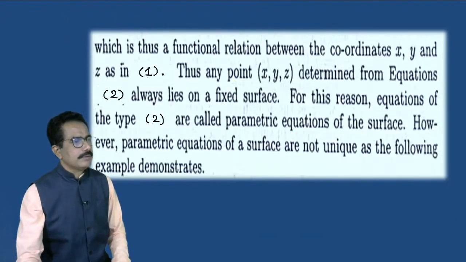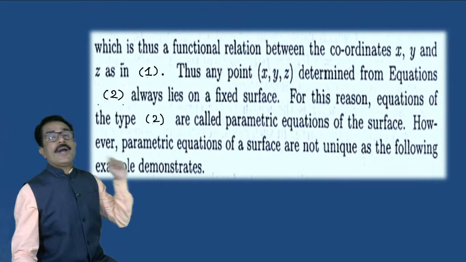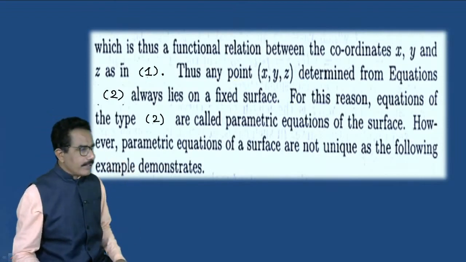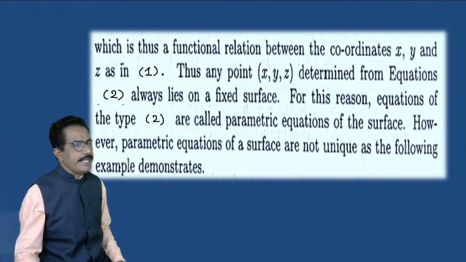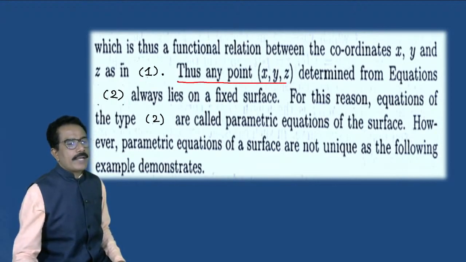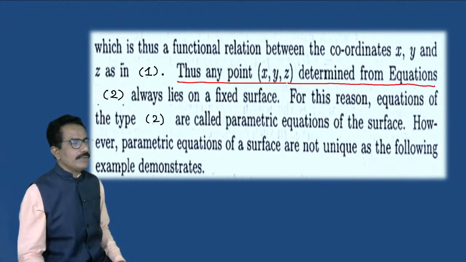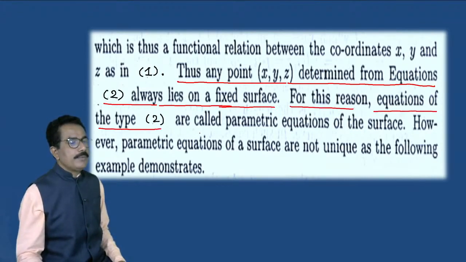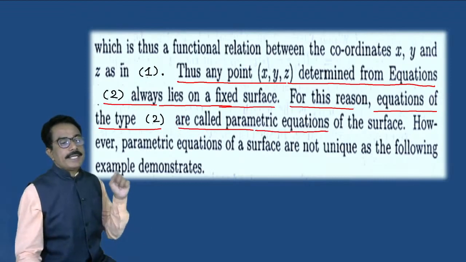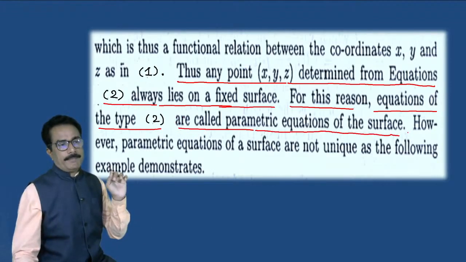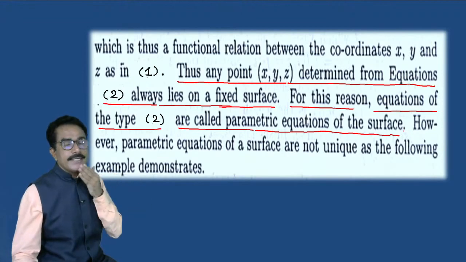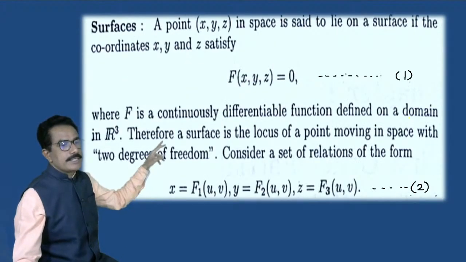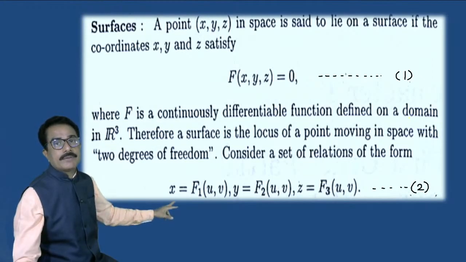Okay, so any point (x, y, z) determined from the equation 2 always lies on a fixed surface. For this reason, an equation of the type 2 is called a parametric equation of the surface. So, equation 2 is called a parametric equation of the surface. This is the parametric equation of the surface.